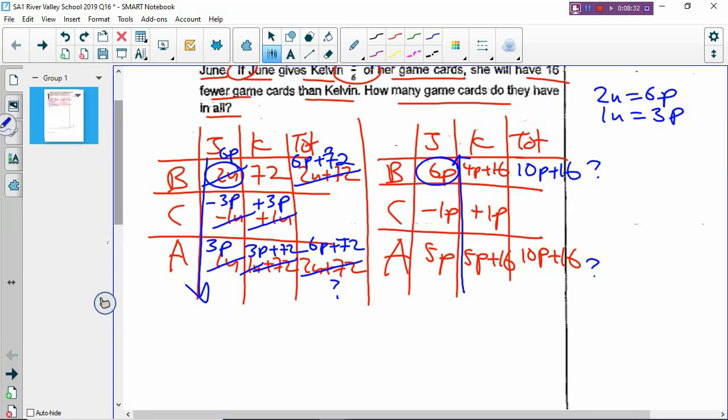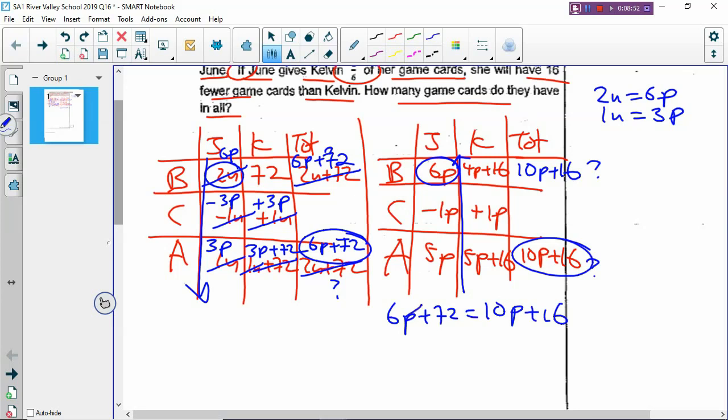Now you can see that if you look at the total in the 2 tables, this total and the total in the other table, the total is unchanged. Which means that your 6 parts plus 72 is equal to 10 parts plus 16. And the rest you can do already, right? I'm sure most of you can continue with this.